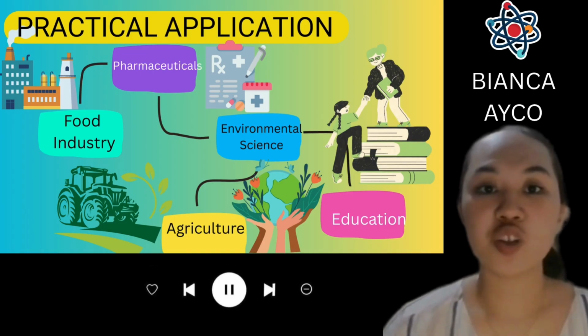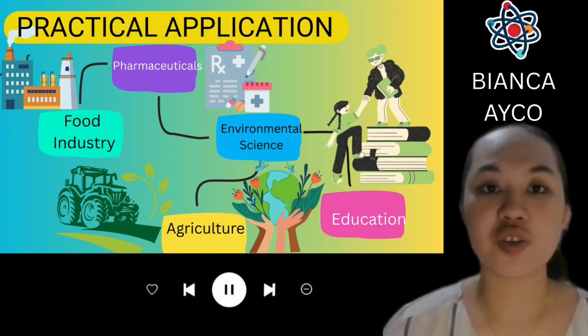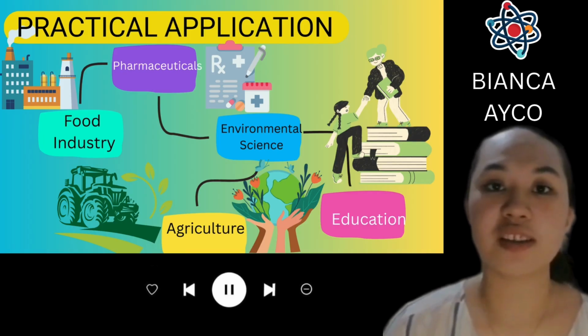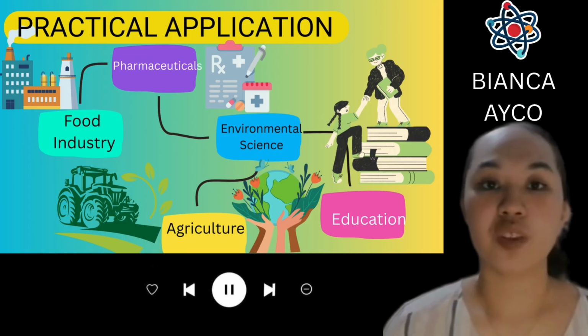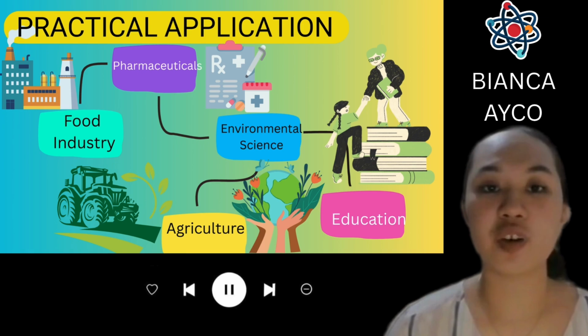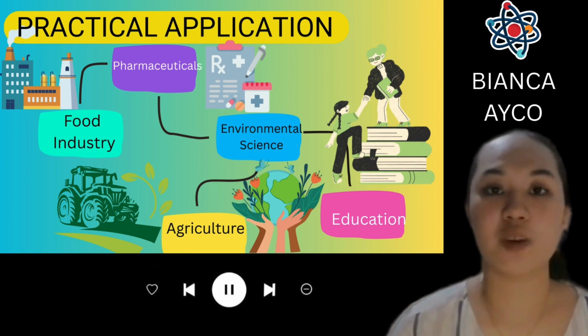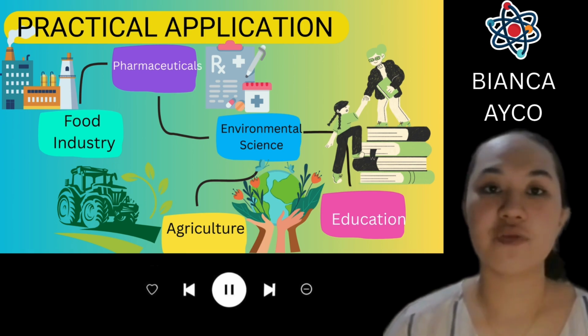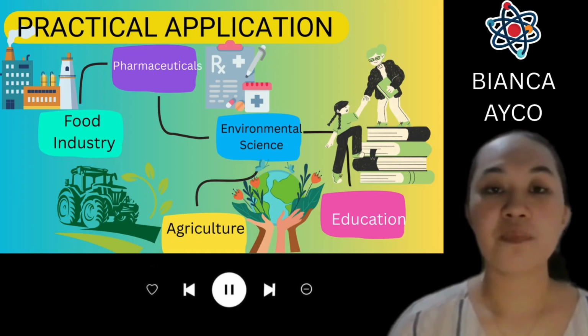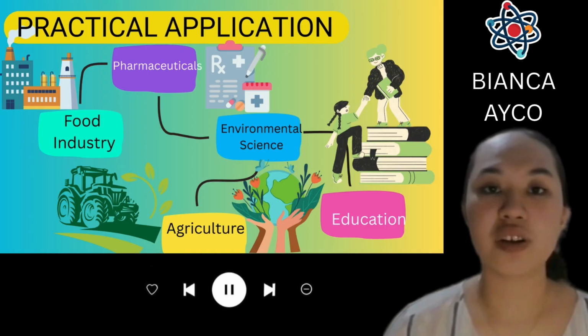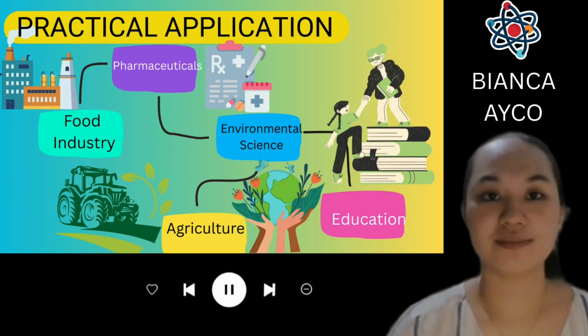In agriculture, titration is used to assess soil quality and nutrient content. Soil titration determines the pH and nutrient levels such as nitrogen, phosphorus, and potassium, which is vital for optimizing fertilizer application and crop yields. In education, titration is a fundamental laboratory technique used to teach quantitative analysis. Students learn to perform titration to determine the concentration of unknown solutions. By this, they develop their analytical skills.